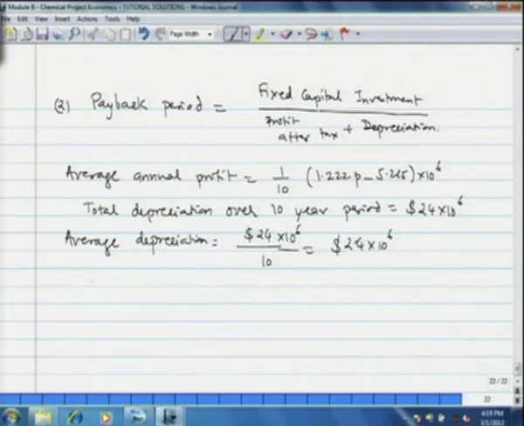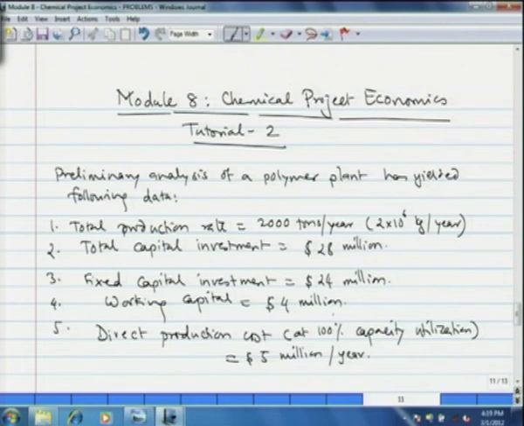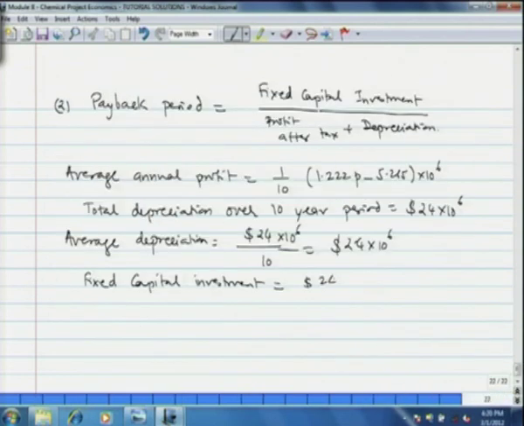Fixed capital investment is the total capital investment minus the working capital. Working capital is given as 4 million, total capital investment 28 million, so fixed capital investment is 24 million. Now we substitute these values in the payback period.